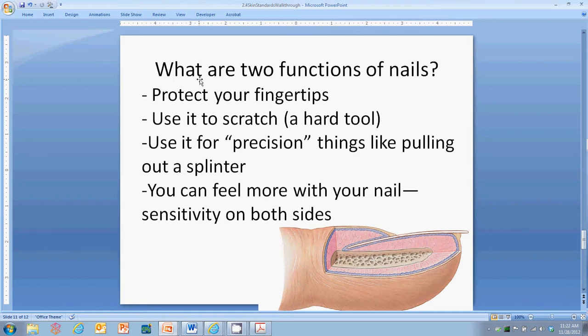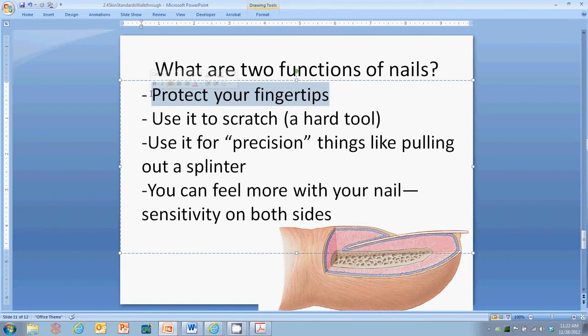What are two functions of nails? So nails are going to protect your fingertips. The very edge of your fingertips, if you've ever lost a nail, you know, you wish you had them because it hurts, right? And without having those nails there.